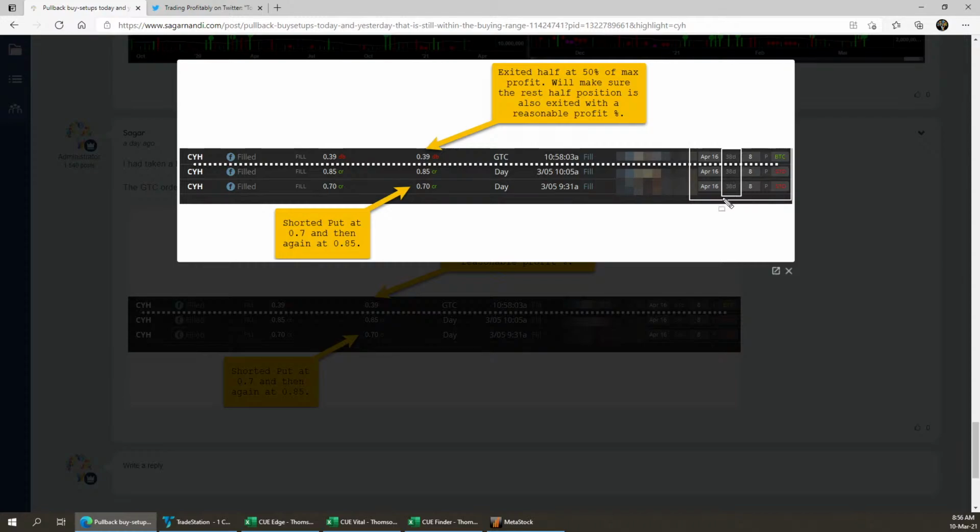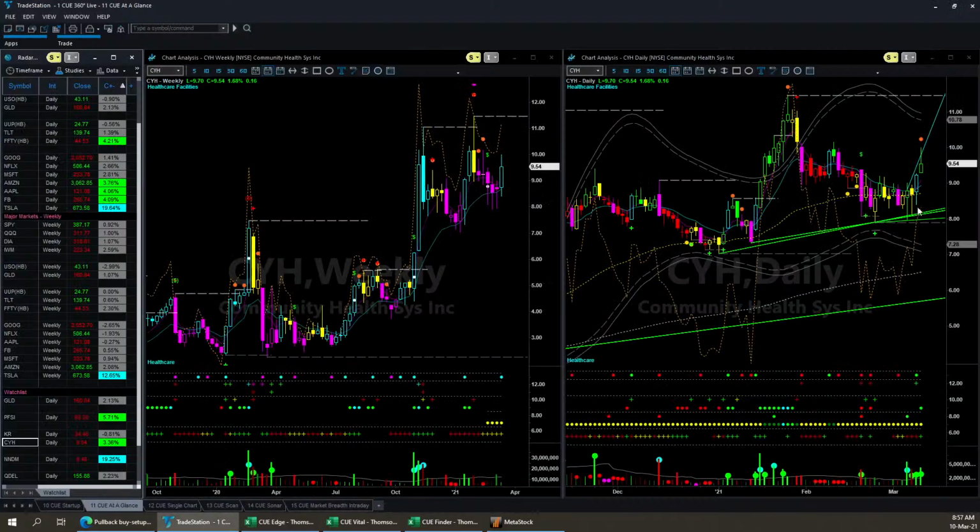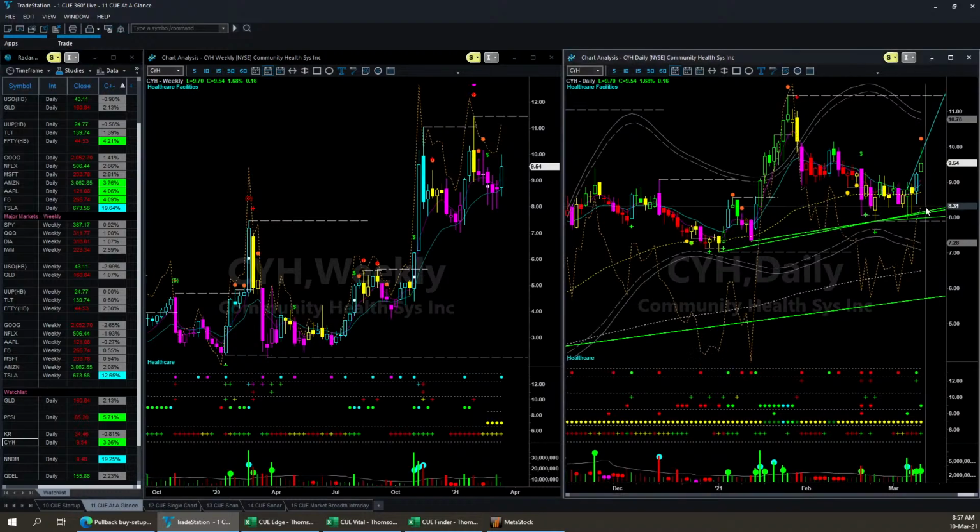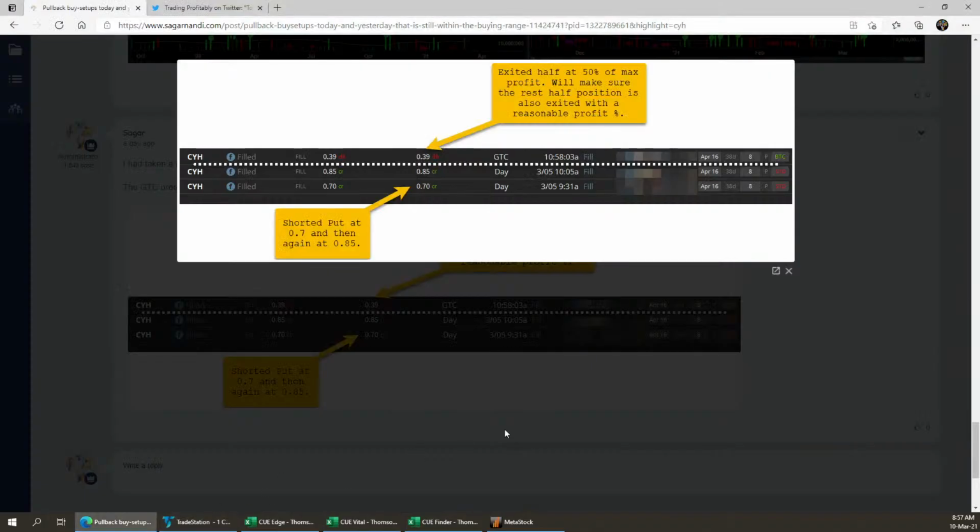In how many days? 45, 38, about, let's look at the chart. 1, 2, 3. In fact, only 3 trading days. Not 3 calendar days, but in 3 trading days, the trade hit my profit target.